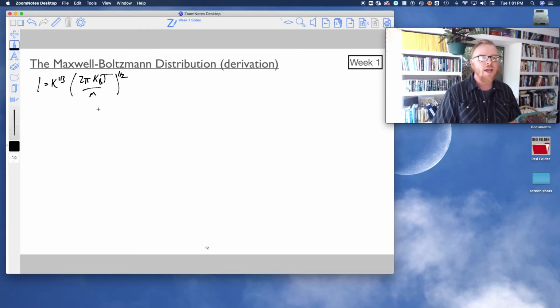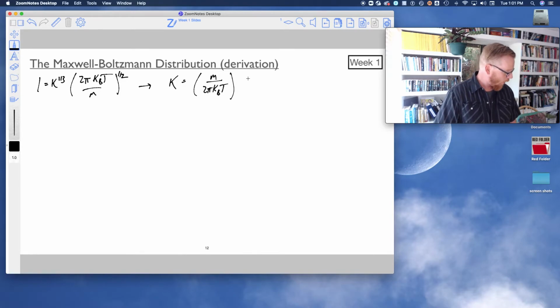And so from here we can solve for that constant k. And I'm going to just do the algebra very quickly. So that's just k equals m divided by 2 pi kbt, all to the 3/2 power.